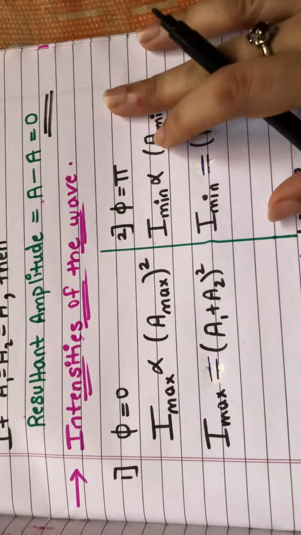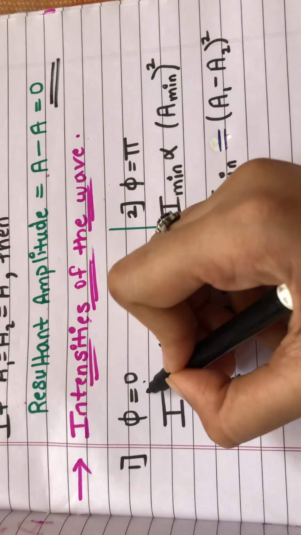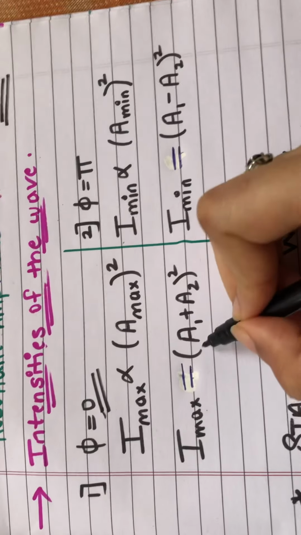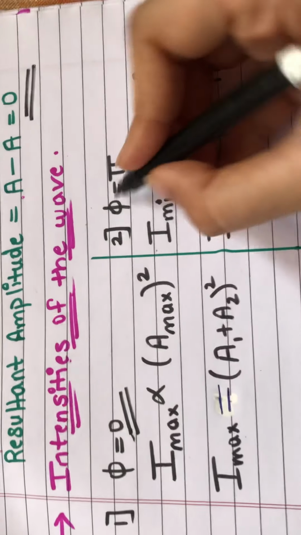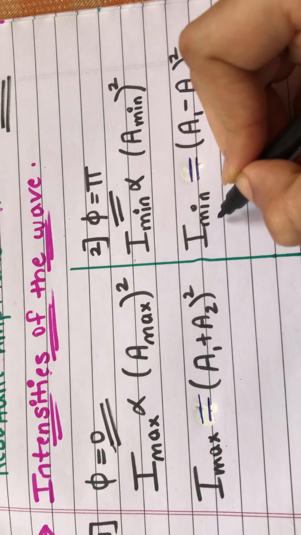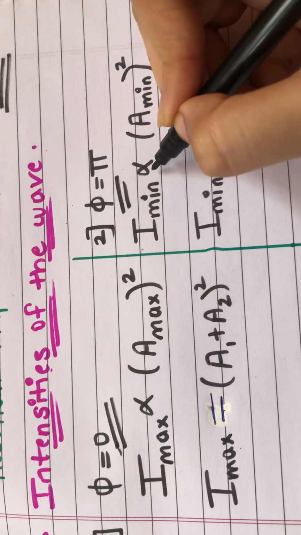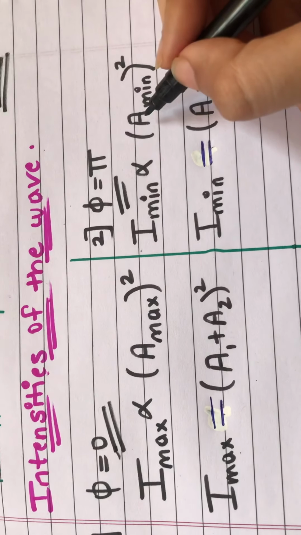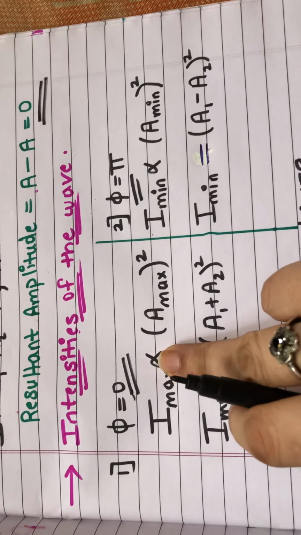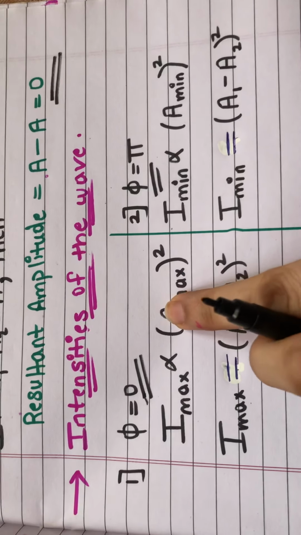You have to just remember this equation, that in the first case where phi is equal to 0, intensity is maximum, and that is equal to a1 plus a2 the whole square, and where phi is equal to pi, intensity is minimum, and that is equal to a1 minus a2 the whole square, and that intensity is directly proportional to the square of the minimum resultant amplitude. And here maximum intensity is directly proportional to the square of the maximum resultant amplitude.